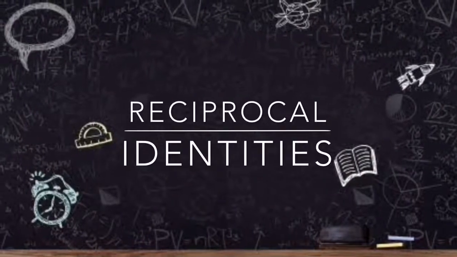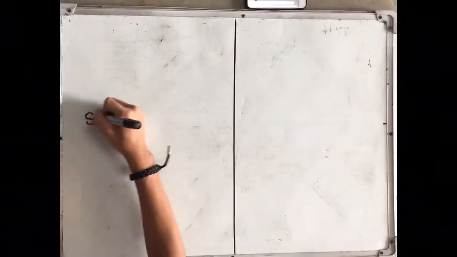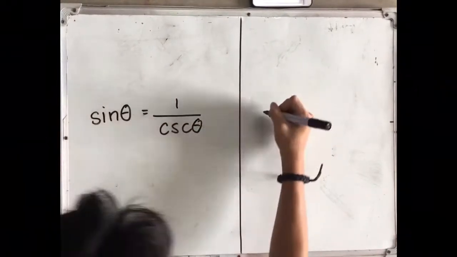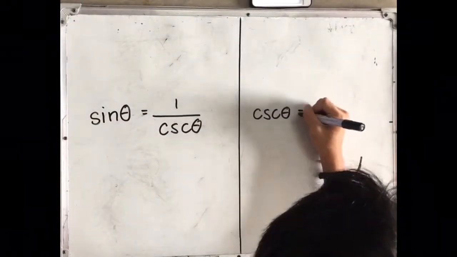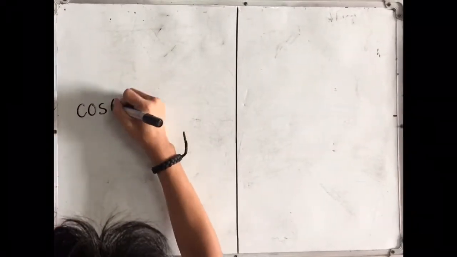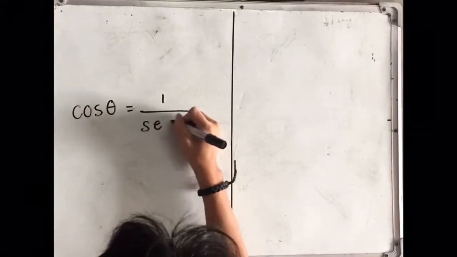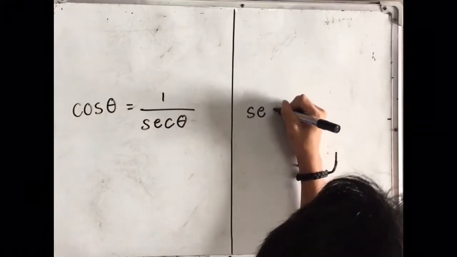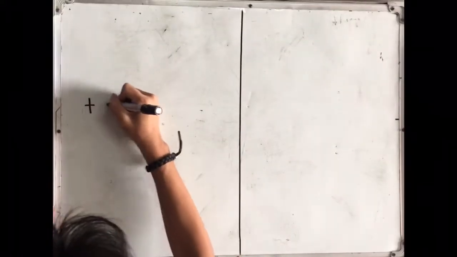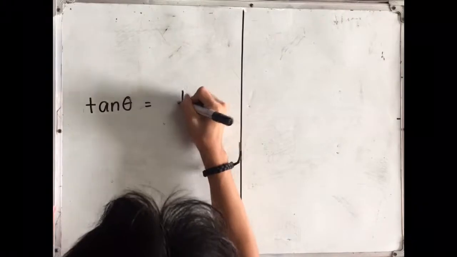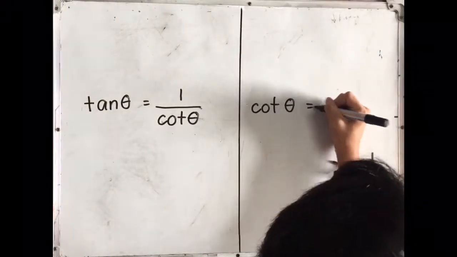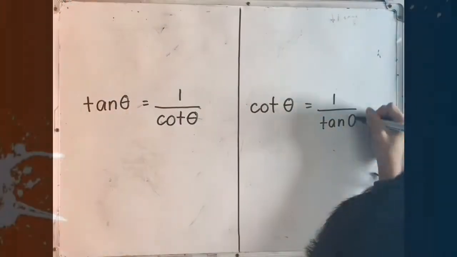So first, we have reciprocal identities. Sin theta equals 1 over cosecant theta, and cosecant theta equals 1 over sin theta. Cosine theta equals 1 over secant theta, and secant theta equals 1 over cosine theta. Lastly, tangent theta equals 1 over cotangent theta, and cotangent theta is equal to 1 over tangent theta.